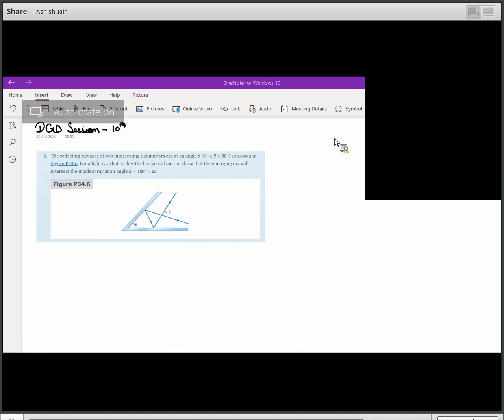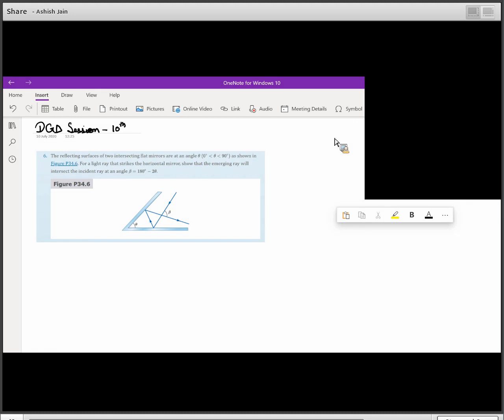Welcome everybody. This is DGD 10th session. This will be about your chapter 34 from the book, and this will cover wave motion, Snell's law, and ray optics. Okay, let's start from the first question. The first question is: the reflecting surfaces of two intersecting flat mirrors are at an angle theta that is between 0 and 90 degrees as shown in the figure. So this is the figure.